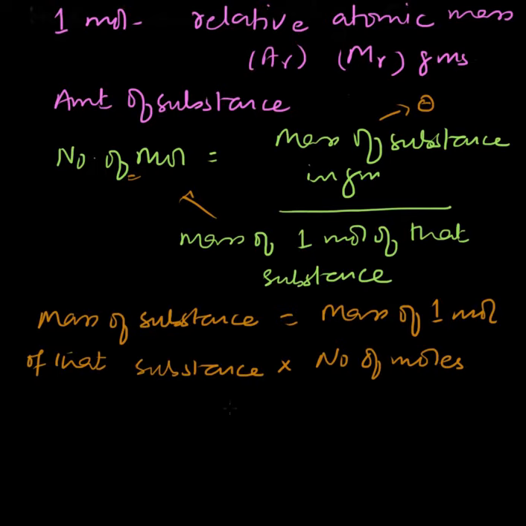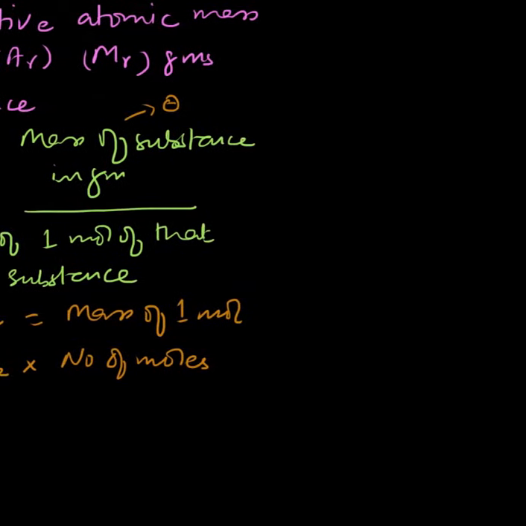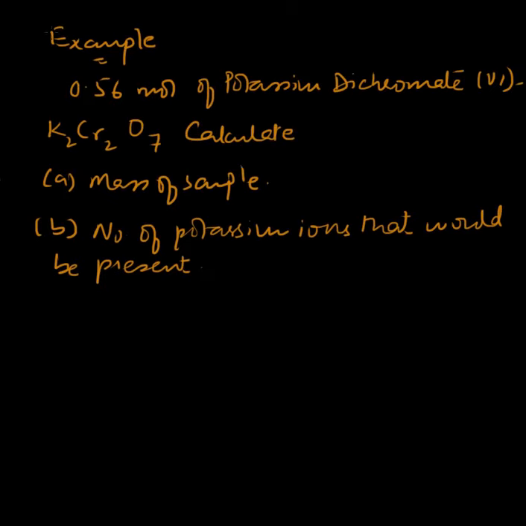For example, let's have a look. We are given a particular example so that it makes it crystal clear what it means. Okay, so let's have a look at this example. 0.56 moles of potassium dichromate(VI), right? Please remember it is K2Cr2O7, right? We have to calculate the mass of the sample, right? Remember it's not 1 mole, it is 0.56 moles. Often students just miss this part, right? That this is 0.56, not the whole mole. Okay, and then we have to find the number of potassium ions that would be present.